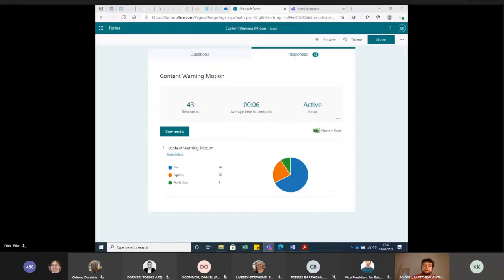Okay, that's the results up. So the content warning motion has 29 votes for, 10 against, and 4 abstentions. So that means that the motion passes. Thank you.